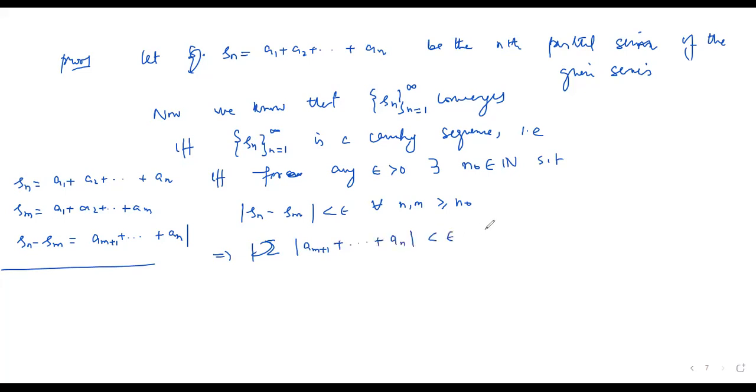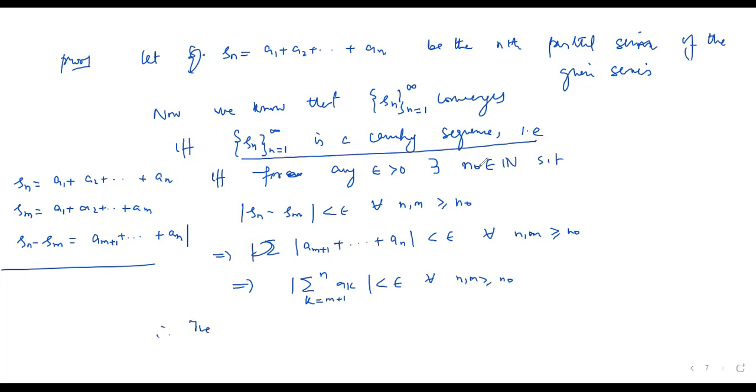is less than epsilon for all n, m greater than n naught, which implies that summation, जो हमने वैसे लिखा था, k runs from m plus 1 to n, ak is less than epsilon for all n, m greater than or equal to n naught. तो अगर ये sequence of partial sums converge करेगी, तभी तो series converge करेगी. That's the meaning.